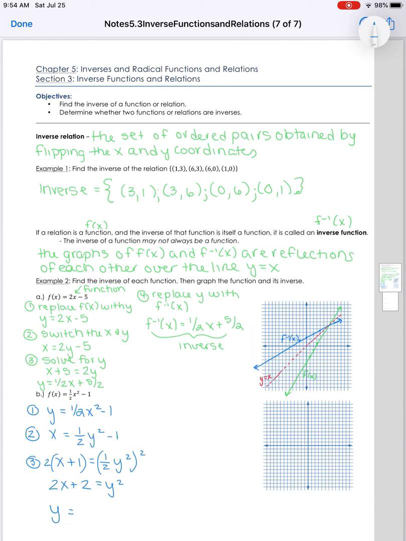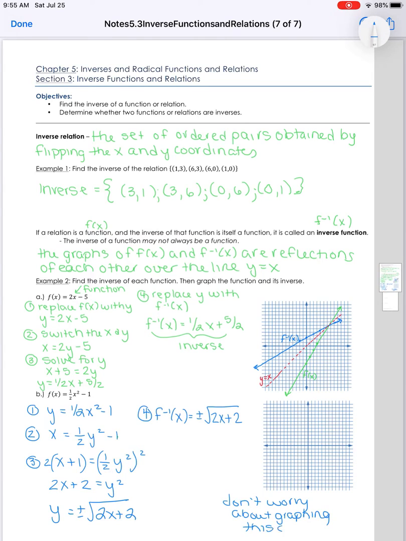All right, so let's follow our steps. So step 1, we change f of x to y. Step 2, we switch the x and the y. Step 3, we have to solve now for y. So we have x plus 1 equals 1/2 y squared. Then I'm going to multiply both sides by 2. So I get 2x plus 2 equals y squared. And then I'm going to take the square root.